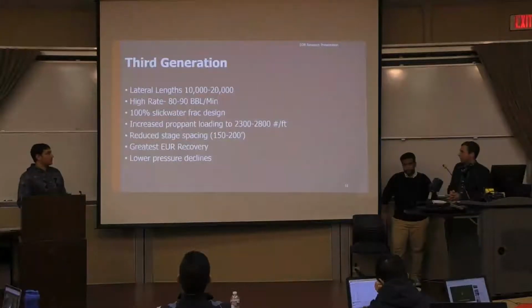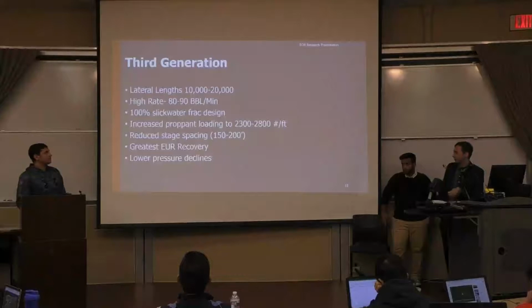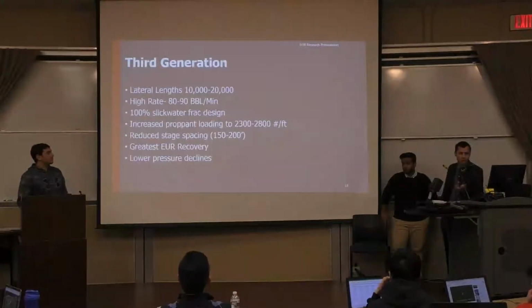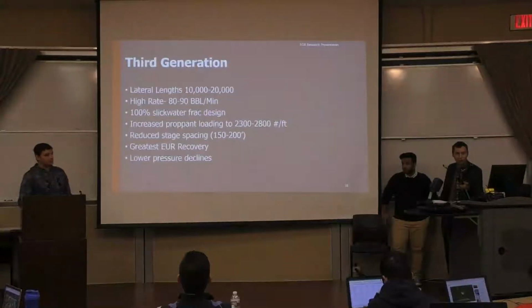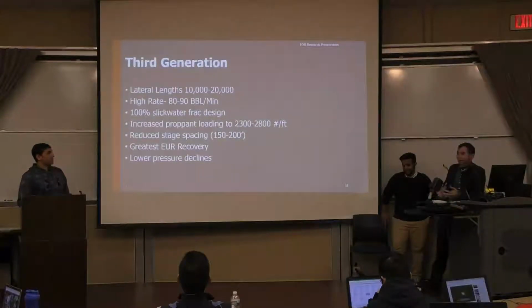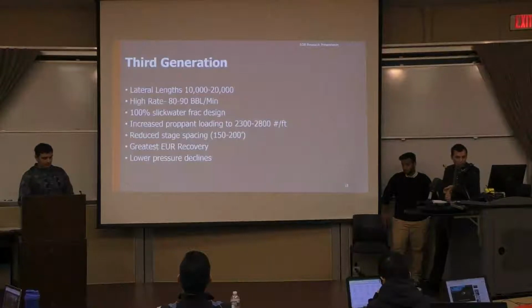Third gen, which is what we're on now, ranges from 7,000 to 20,000 feet in the more extreme case. Higher rates, 80 to 90 barrels a minute. 100% slickwater now. We have these high polymer friction reducers that can act just as well as guar and minimize formation damage. Essentially, that's what we use now. Proppant loading is heavier, 2,300 to 2,800 pounds per foot. Stage spacing is smaller, 150 to 200 feet. This shows the greatest EUR so far, according to case studies. Lower pressure declines are also something we've seen.